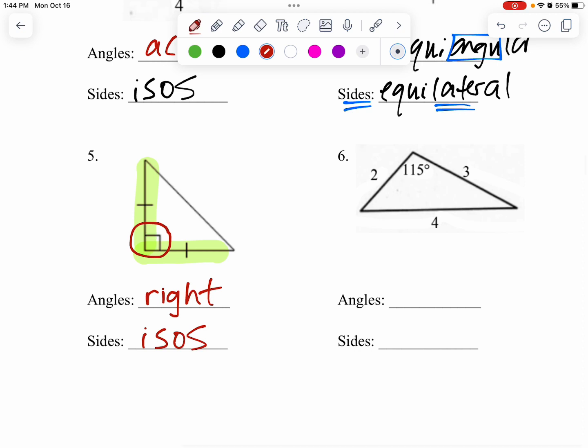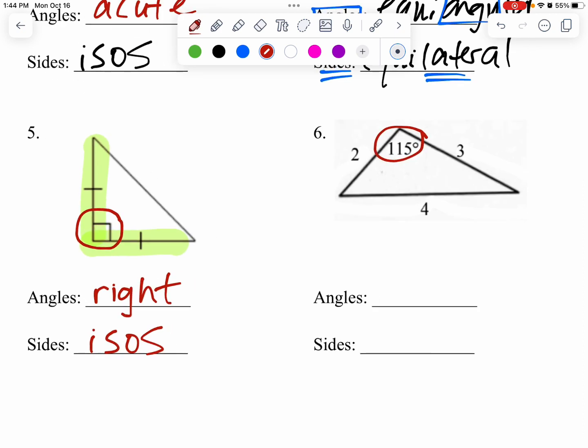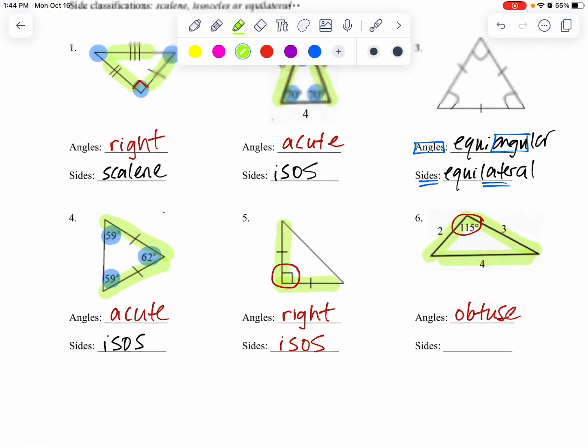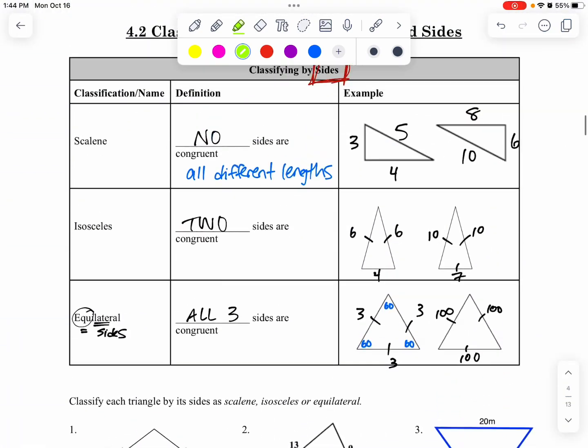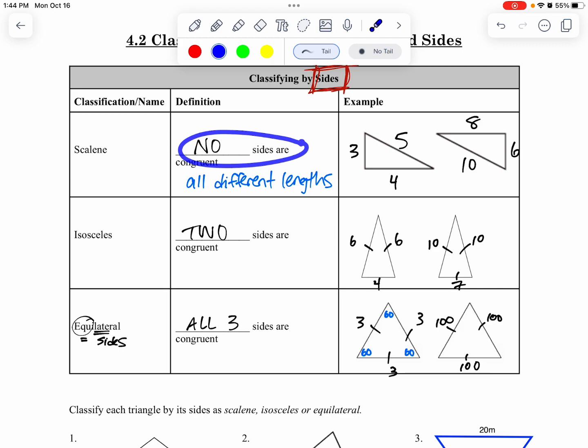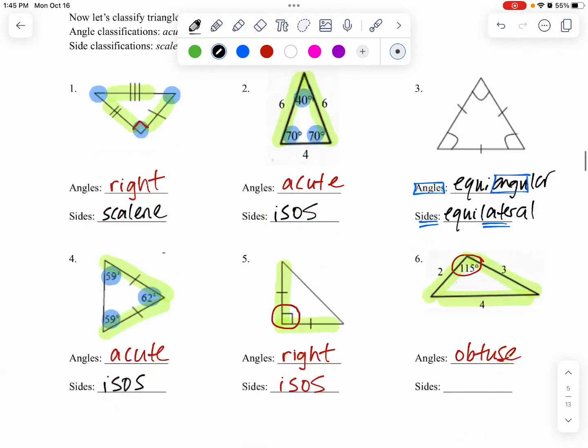Last one, I see an angle that is bigger than 90. That is an obtuse, an obese angle, if you will. And let's look at the side lengths, 2, 3, and 4. What is the vocab word when they're all different side lengths? None of the sides are the same. They're all different numbers. That is called scalene. Okay, great. Crushed it.